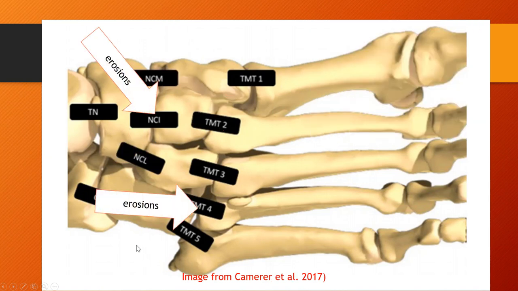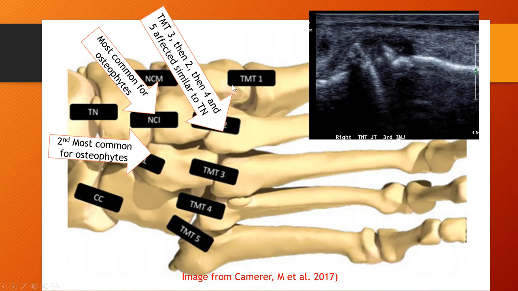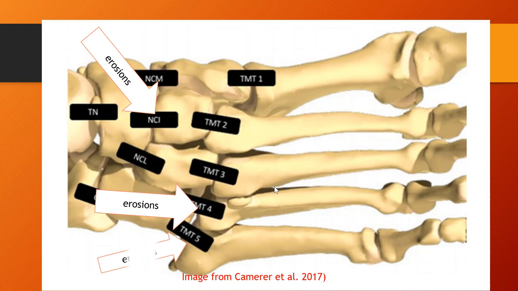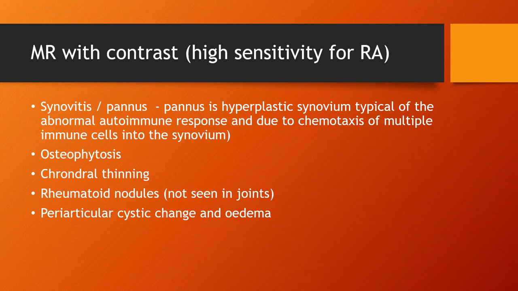This next image shows the hotspots for erosions, so at the highest percentage of where they occur. So tarso-metatarsal joint number 4 and naviculo-cuneiform are very common sites, followed by the 5th. So you can see erosions often affect the lateral aspect of the foot as opposed to osteophytes, which affect more the medial joints of the foot. And osteophytes being the more common characteristic that we see in osteoarthritis.